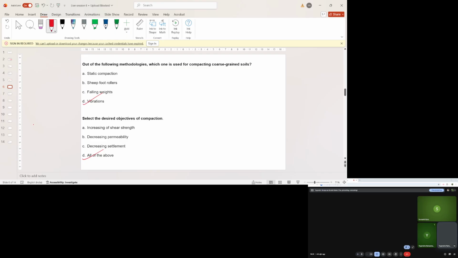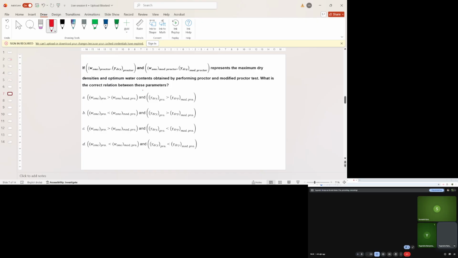All right. Now coming to the next question. So WOMC Proctor and Gamma Dry Proctor, and optimal water content of modified Proctor and Gamma Dry of modified, represent the maximum dry densities and optimum moisture contents obtained by performing Proctor and modified Proctor tests. What is the correct relation between these parameters?